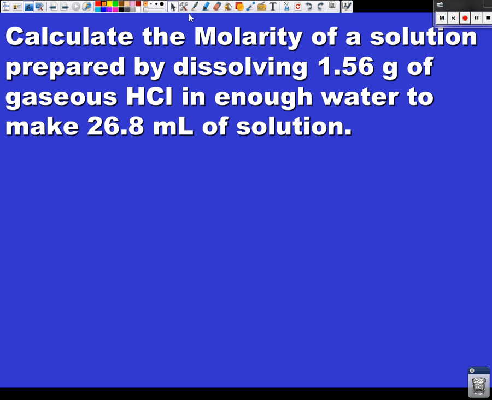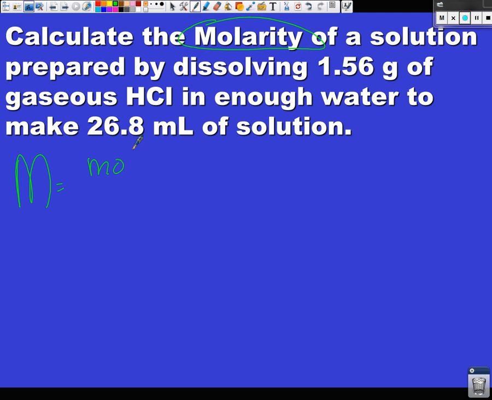Okay. Calculate the molarity of a solution prepared by dissolving 1.56 grams of gaseous hydrogen chloride in enough water to make 2.68 milliliters of solution. Again, what's the question in the question? Okay, we are looking for this stuff right here, just like we did last time. Molarity is equal to moles per liter. Now, this is the one that's going to make you even more frustrated. Is the data given to us in the appropriate units, either one of them? No. Now, what's the easiest one to change? Milliliters, converting it to volume.